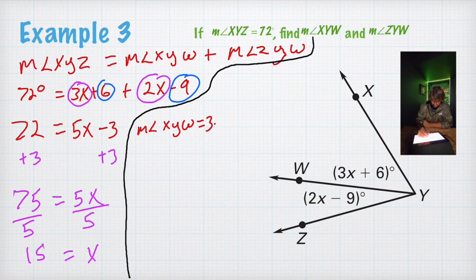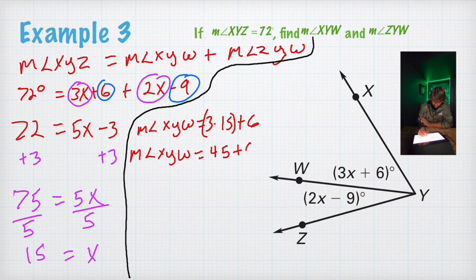3 times 15 plus 6. Okay? Order of operations is important, so let's go ahead and do our multiplication first. The measure of angle XYW equals 45 plus 6. The measure of angle XYW equals 51 degrees. Okay?